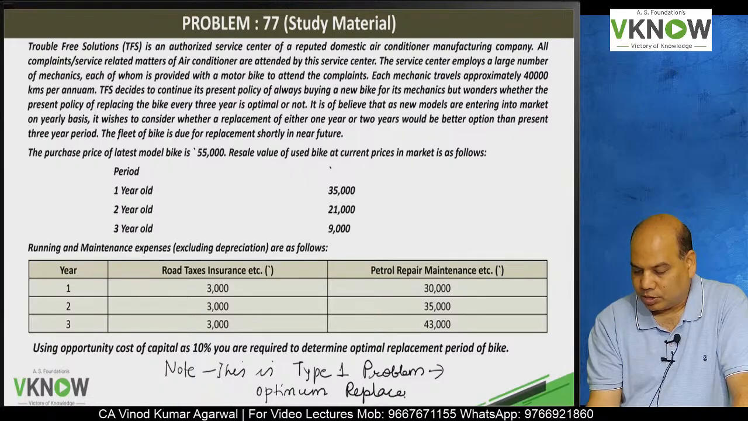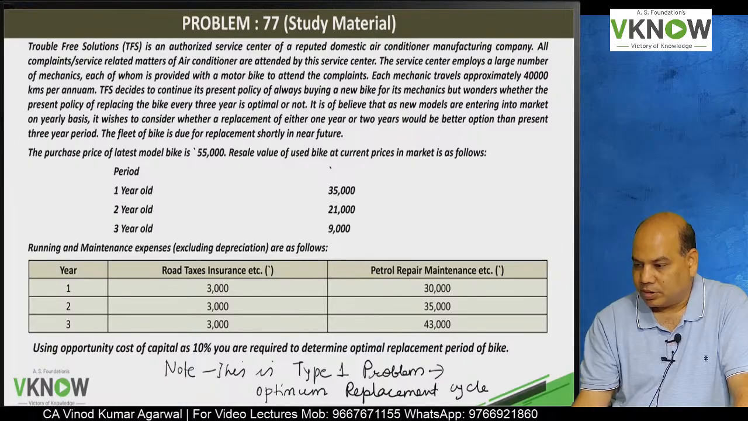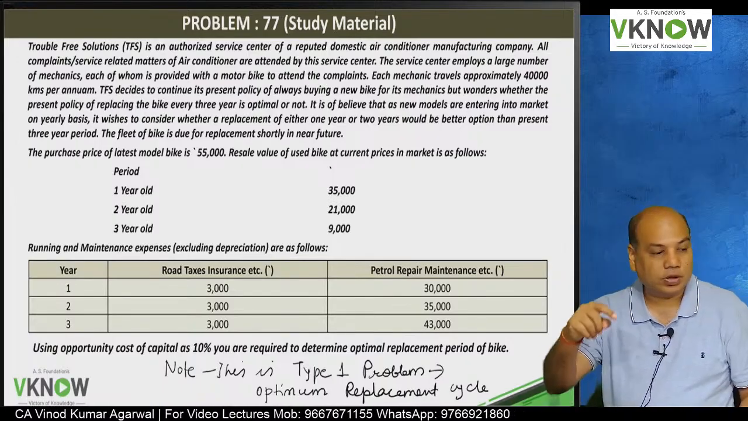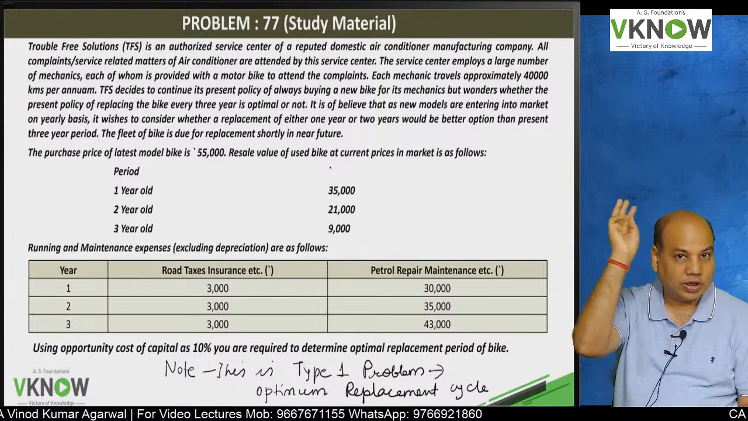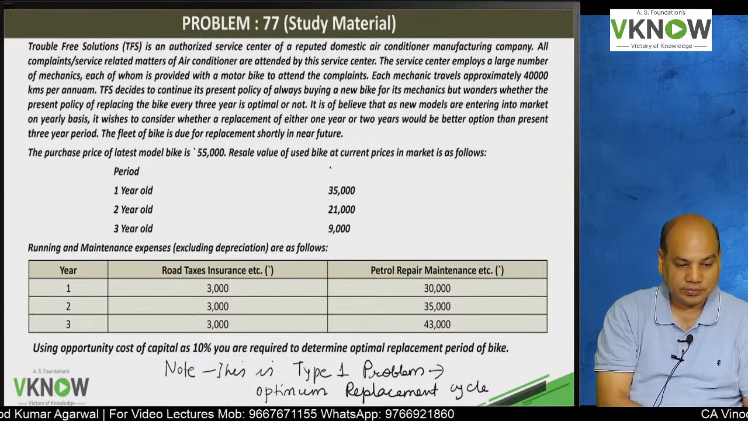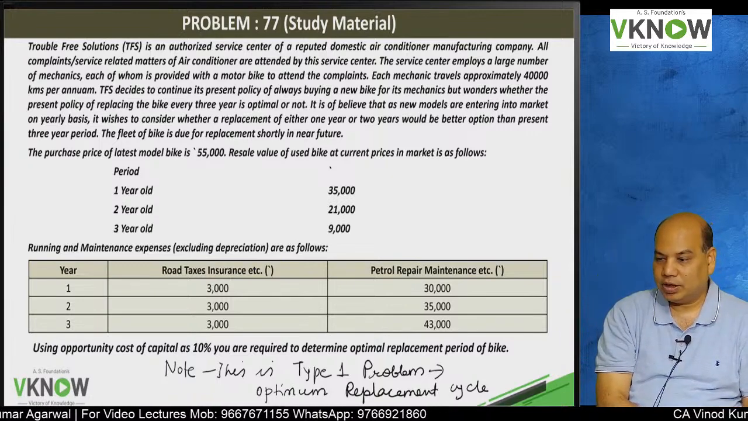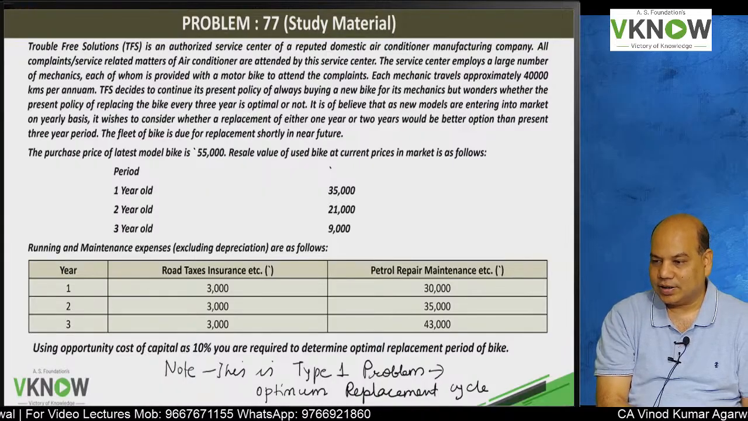And type 2 problem is finding the optimum replacement date of the existing machine. On that we have taken 3 problems today, and this is the third problem on optimum replacement cycle.